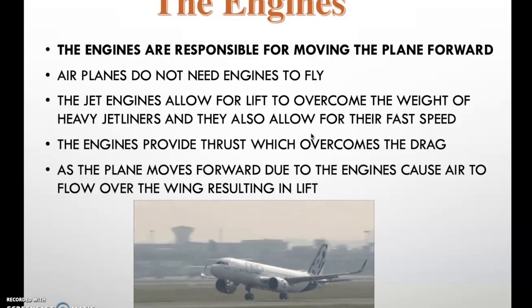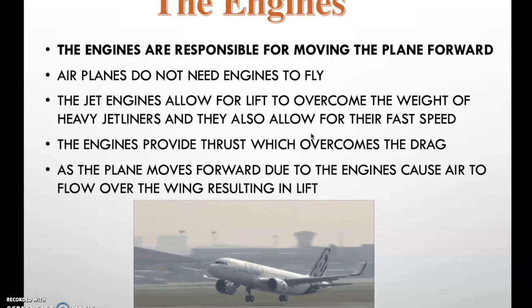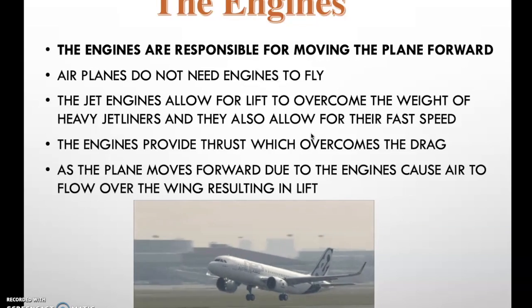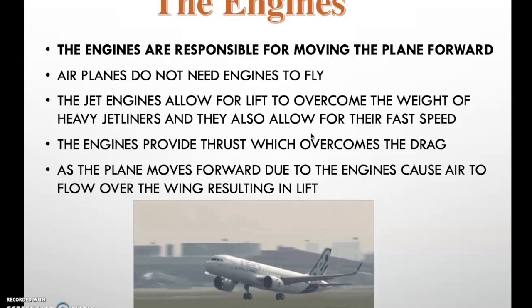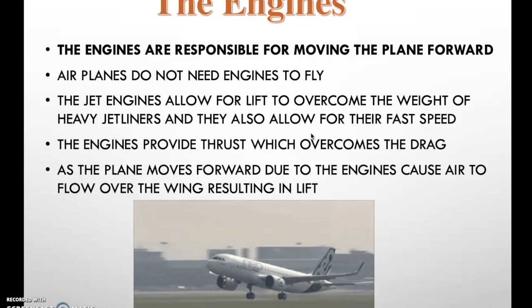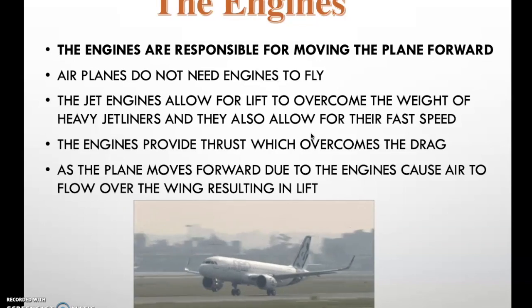And that force of the thrust is going to overcome the drag. The drag is that pullback due to the friction of the air molecules as the airplane moves through them. So the thrust has to be stronger than the drag in order for it to be propelled forward while it's also moving upward. As the plane moves forward due to the engines, this causes the air to flow over the wing and results in the lift. So, like I said, the engines move the plane forward and the wings cause the plane to move upward.